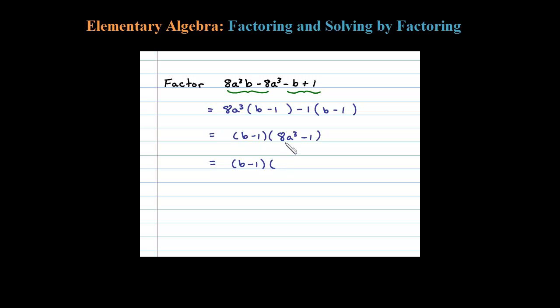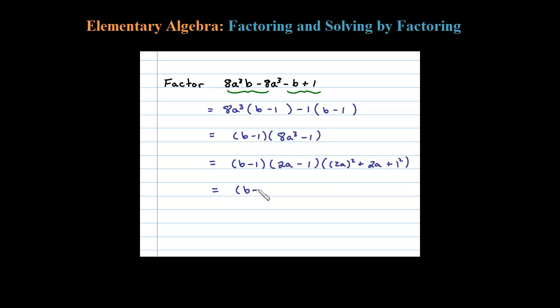So what cubed gives me 8a cubed? Well, that's 2a. What cubed gives me 1? Well, that's just 1. So for the formula for difference of cubes, I have 2a minus 1, times that 2a squared plus 2a times 1, or just 2a, plus that 1 squared. I'm just using there the formula for difference of cubes.